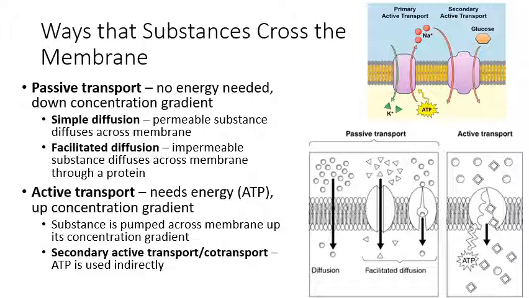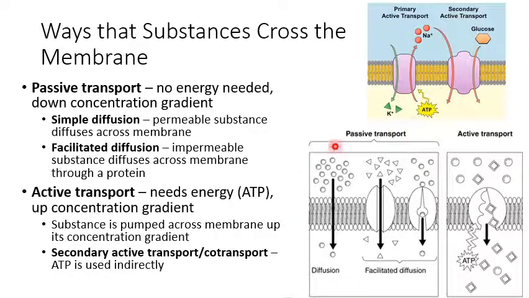Then you also have another type of active transport, which is called secondary active transport, and it's also called co-transport. In that type of transport, you are using ATP indirectly, and it's a little bit more complicated. So actually, we're not going to go into the details on it right now, but we'll talk about it later in the chapter. So over here, I just have diagrams summarizing those types of transport.